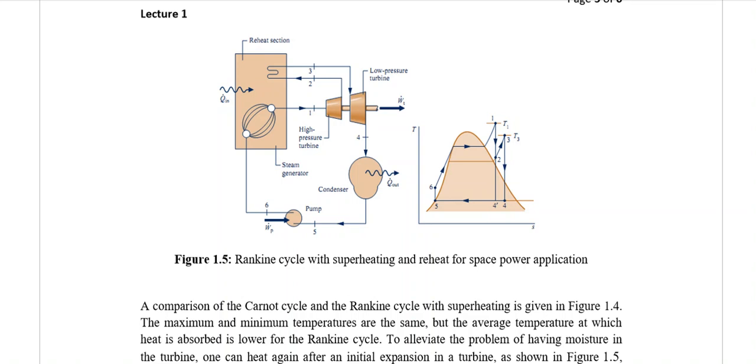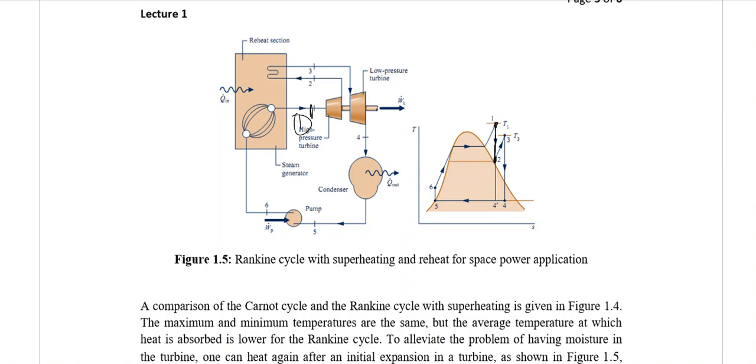So the concept of reheat is this: let's say we are expanding from state 1 in the first stage of the turbine. When I'm expanding from state 1, I would expand not to the condenser pressure, but to a pressure which is lower than the higher pressure, but somewhere above the condenser pressure.